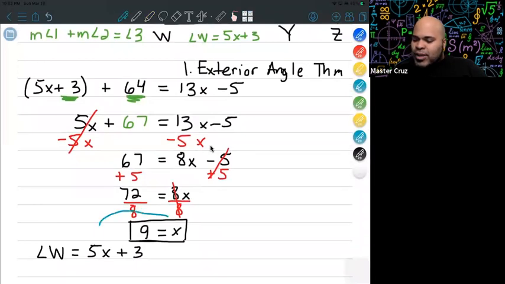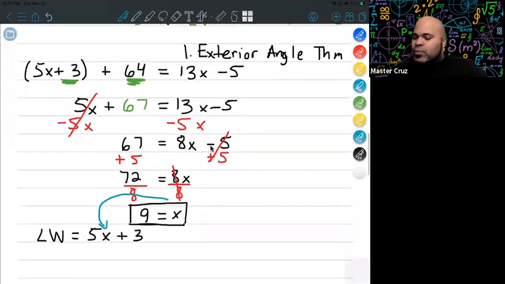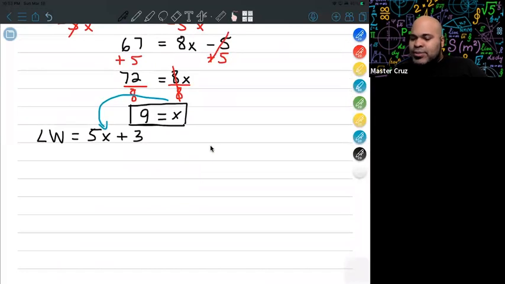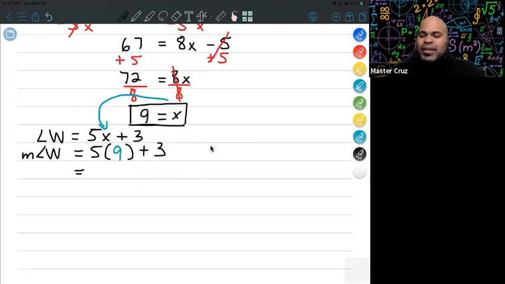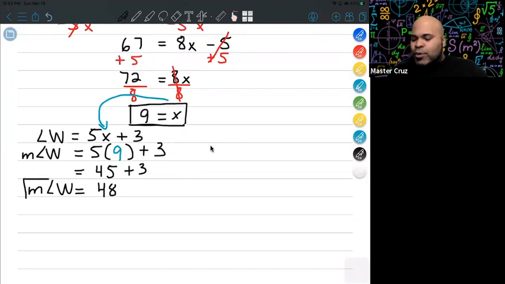So all we have to do is substitute in here, which allows us to say that the measurement of angle W equals 5 open parentheses, plus 3. I'm going to substitute that with 9. And then we simplify. 9 times 5, we follow order of operations. That will be 45, bring down the 3. And 45 plus 3 is just 48. So the measurement of angle W equals 48 degrees.